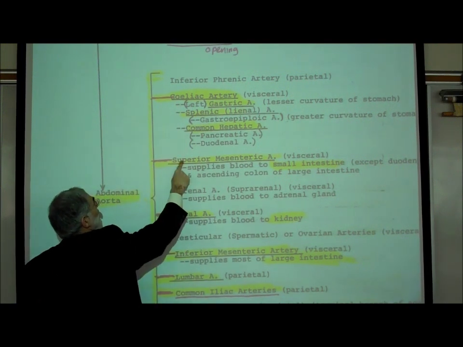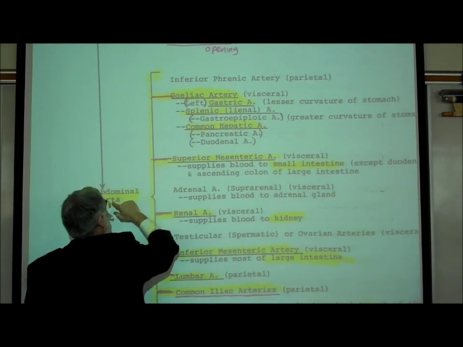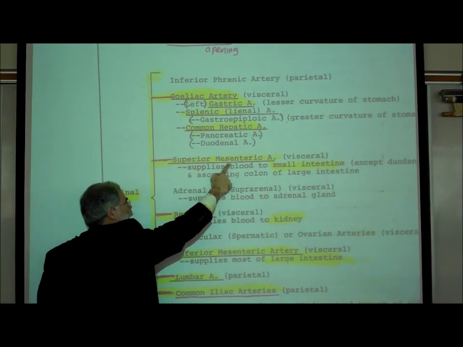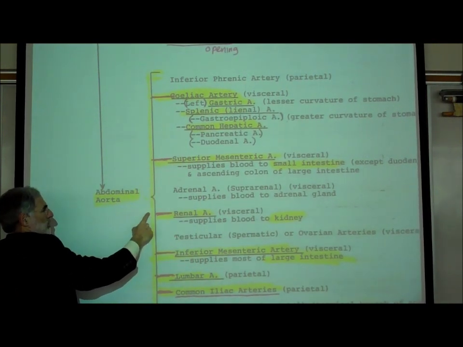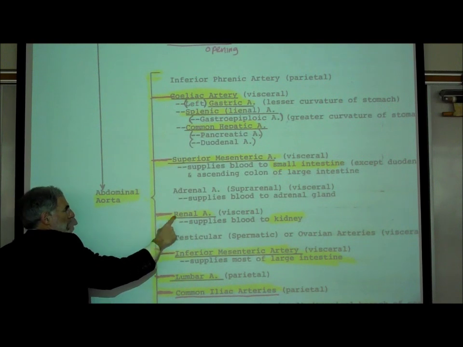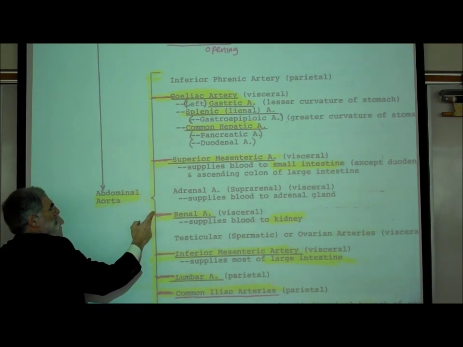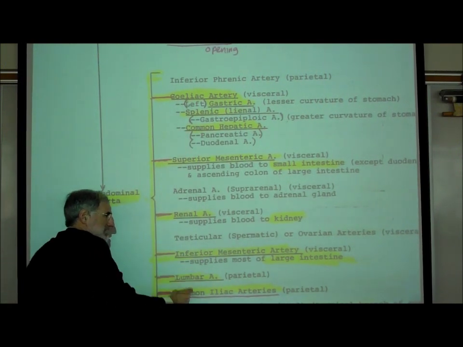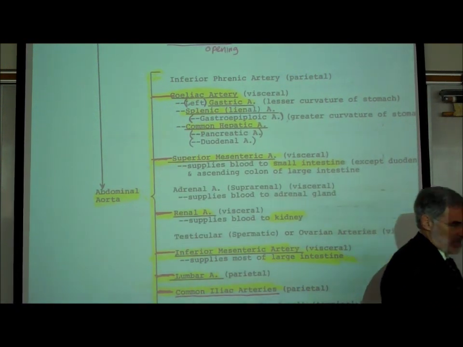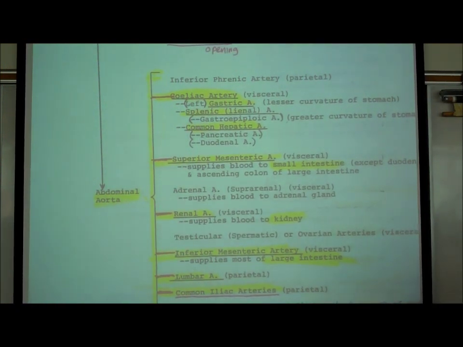You'll notice also branching off, the celiac branches off the abdominal aorta. The superior mesenteric artery branches off the abdominal aorta. The renal artery branches off the abdominal aorta. The inferior mesenteric artery branches off the abdominal aorta. Let me just remind you of this.